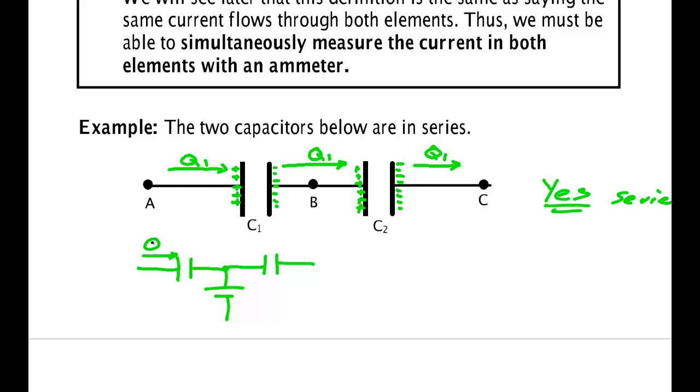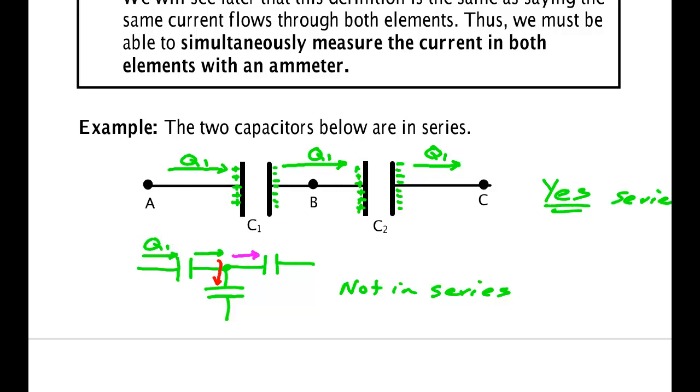Here, some charge Q1 comes along. But at this point, some of that charge might choose to go this path, and some of the charge might choose to go to this other capacitor. When you have a branch like this at a node, it's as if cars are turning off the road. Some are taking the exit ramp, some are staying on the road. If that's the case, they're not in series. In series, they must all stay on the road. They have no exit ramps. Alright? So, this is not in series.